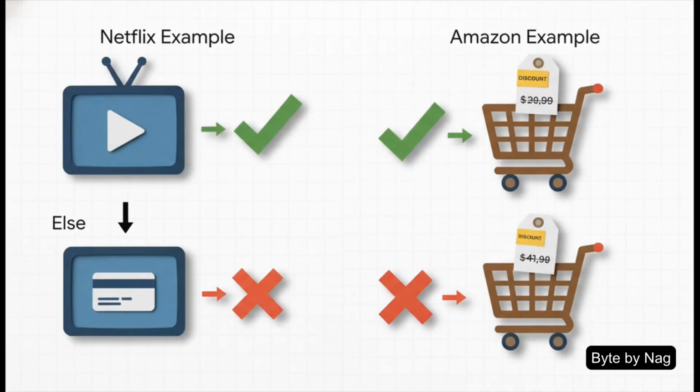And that simple if-else idea, that is the engine behind pretty much everything. If user subscription is active, then play the movie, else show the please pay screen. If the item is on sale, then apply the discount, else charge the full price. It's the same exact pattern, over and over again.